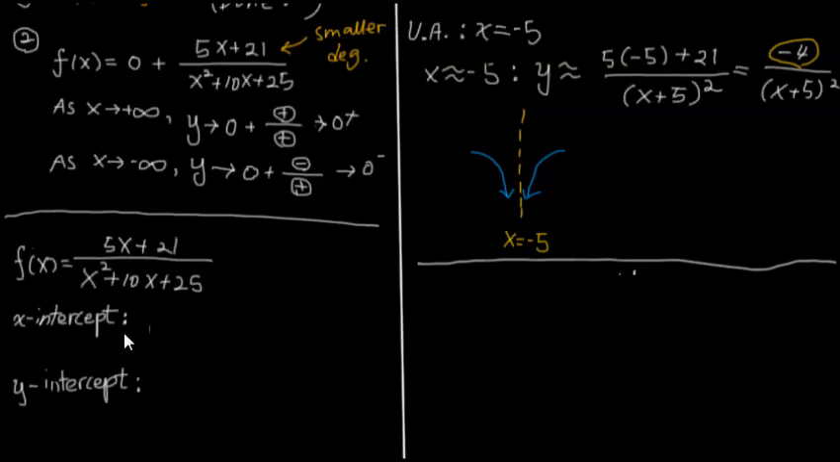Now let's compute the x-intercept and y-intercept, so that when you put the vertical asymptotes and horizontal asymptotes together and we cross the x-axis and y-axis, it gives an idea of how to draw it more accurately. So the x-intercept is where y equals 0.